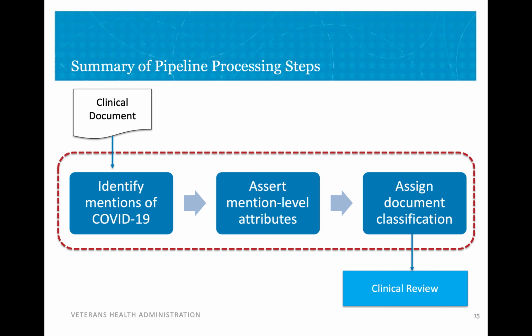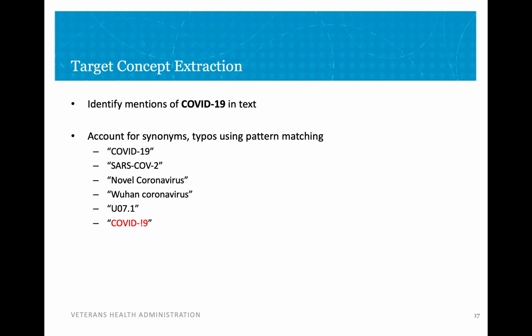This diagram shows a high-level summary of what our text processing steps are. So the first component is to identify mentions of COVID-19. This is relatively straightforward. We look for terms like COVID-19, and also synonyms like SARS-CoV-2 and ICD-10 codes. And we allow for some flexibility and variation using pattern matching, so it can catch typos like this one here at the bottom.